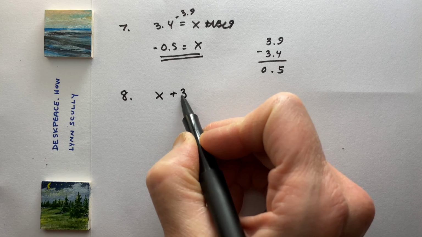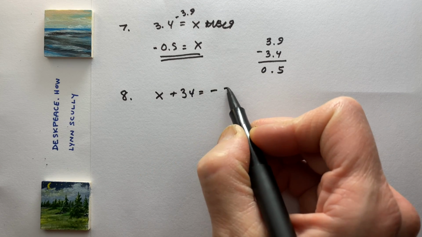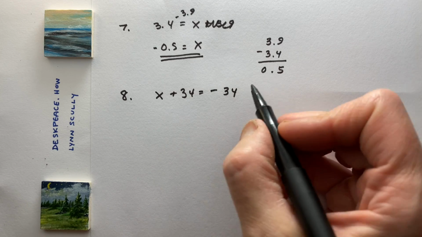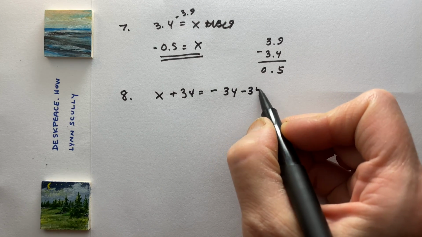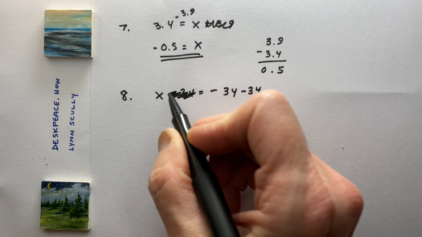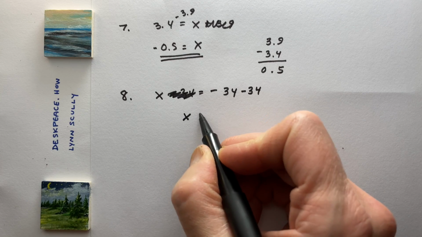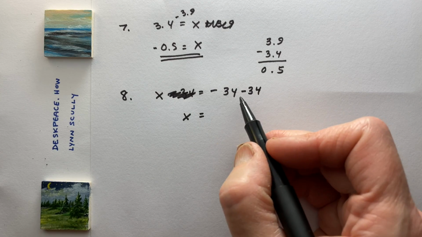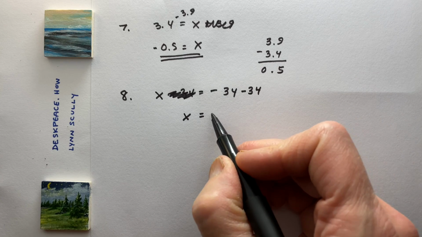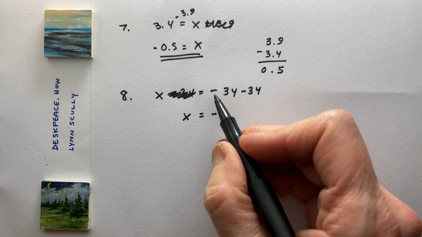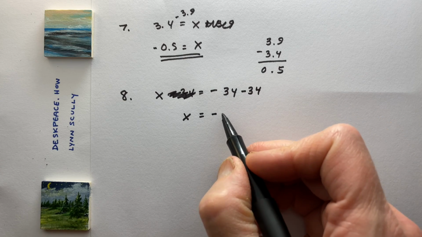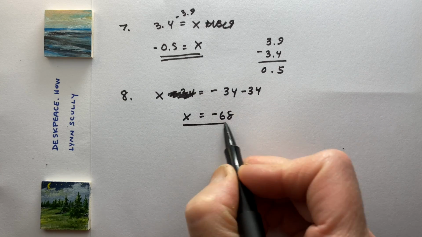Number 8, x plus 34 equals negative 34. I want to get the x alone. 34 is attached by addition. Move it by subtraction to the other side of the equal sign. My x is alone. That means I'm done, but I'm going to clean this up. Negative 34 minus 34, they're both negative, so the sign is going to stay negative. When the signs are the same, you add the values. 34 plus 34 is 68.